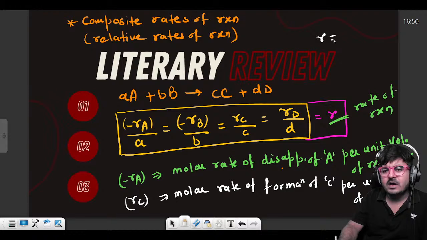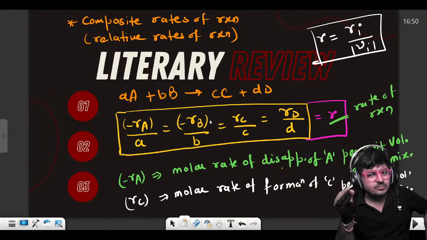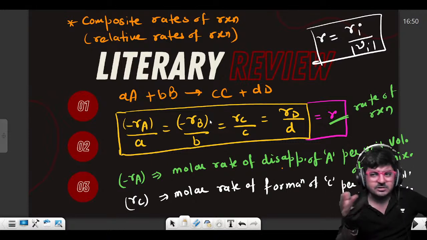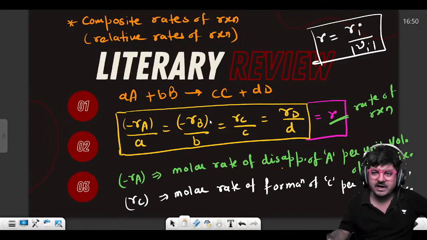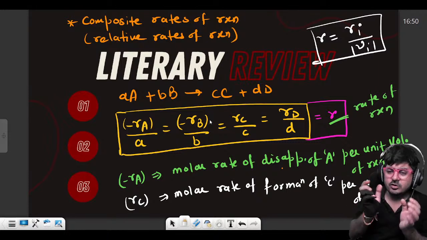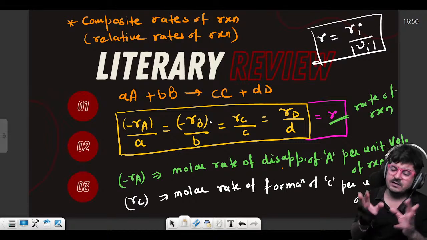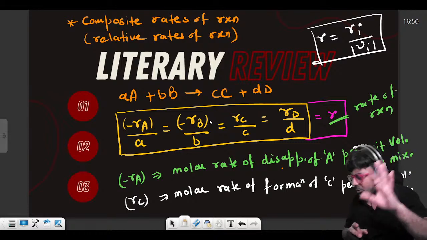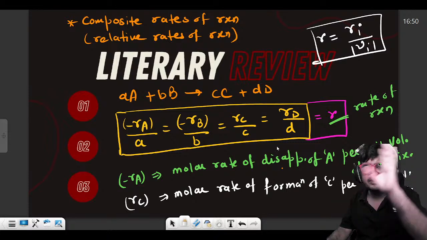I can write this in another way. r is nothing but Ri upon the modulus of the stoichiometric coefficient ν. Okay. Ri is the molar rate of disappearance or formation of component i, or you can simply say molar rate of change of component i per unit volume, divided by the stoichiometric coefficient. Here I have applied the modulus because if it is a reactant we don't make it negative, we just take the magnitude. I hope it is clear now. This is the actual meaning of rate of reaction, and this is the concept of relative rates.